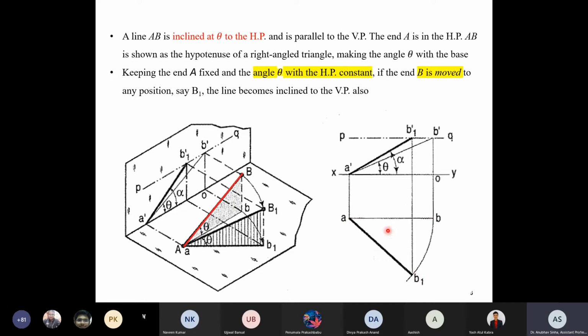To draw AB1, I can take a compass, place the center at A, radius equal to AB, and draw an arc like this. How and all, we'll come to later at the construction stage. First, be very clear with the basics. So this is our line we started with, and now this is intersecting both the horizontal as well as vertical planes.